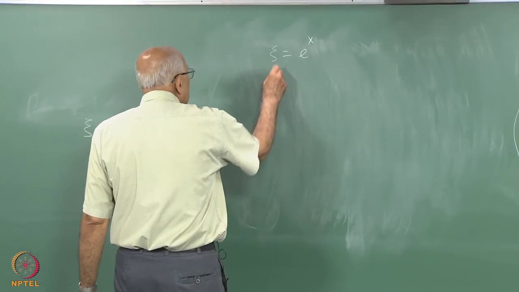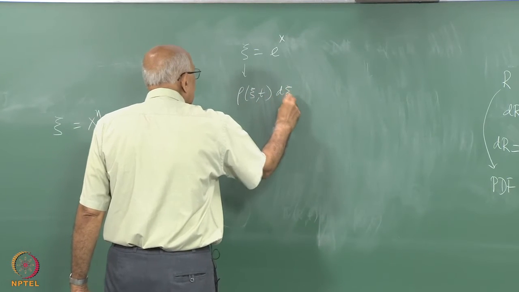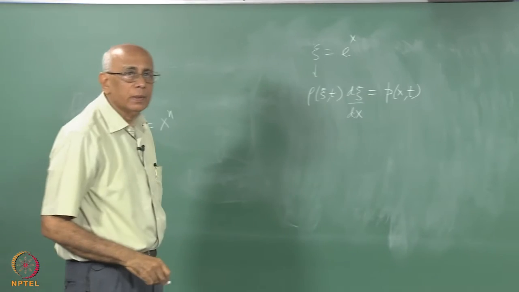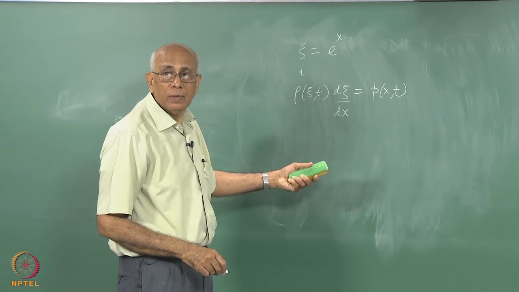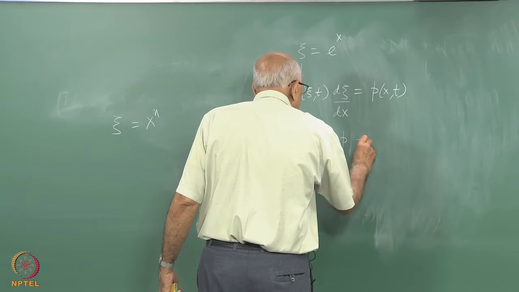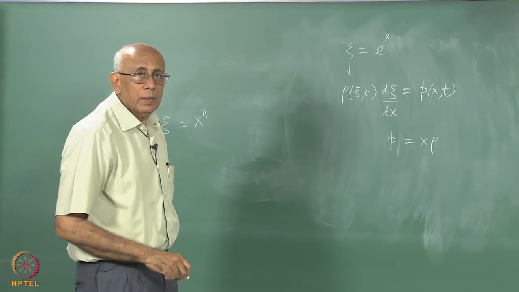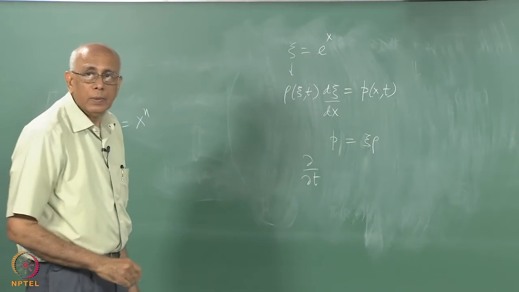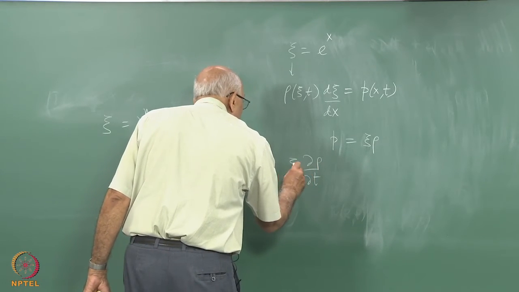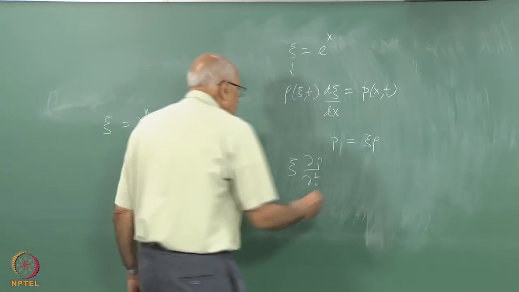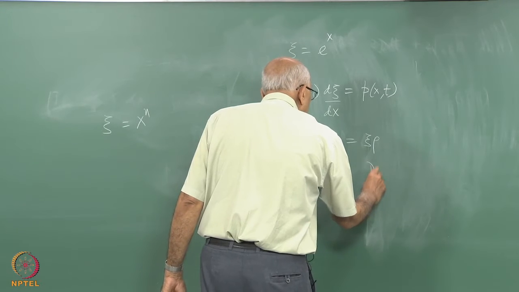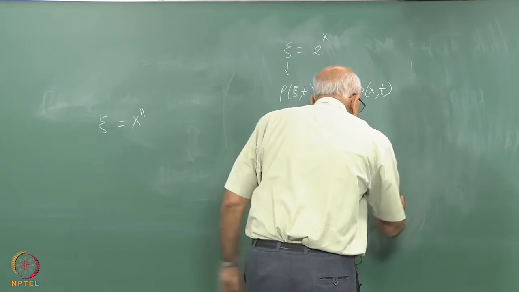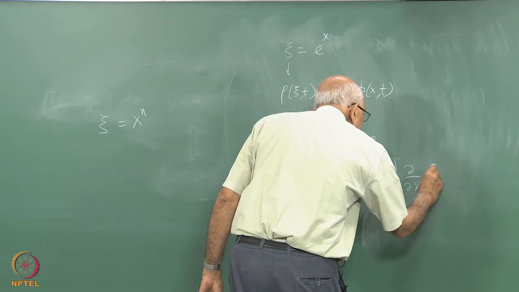Then if I call the density of this ρ of ξ, t dξ equal to p of x, t dx, so dξ over dx is e to the x, which is ξ itself, right. So, immediately I get p equal to ξ ρ. And then I go back and say ∂/∂t of ξ times ρ. There is a ρ here and there is a ξ outside because that is not getting differentiated, it is an independent variable. This is equal to, on the right hand side, I have D times ∂²/∂x² of p, that is ξ ρ. So, let us write this as ∂/∂x of ξ ρ.